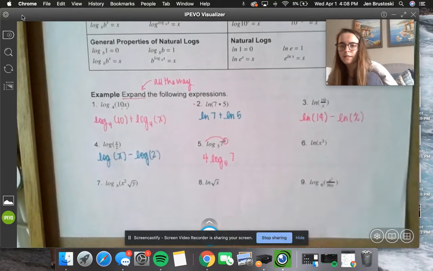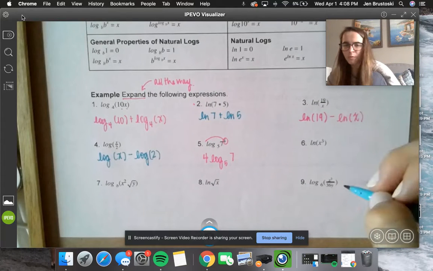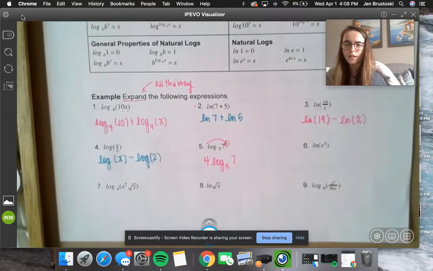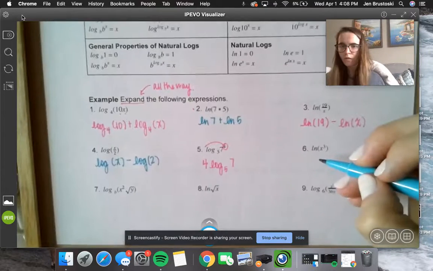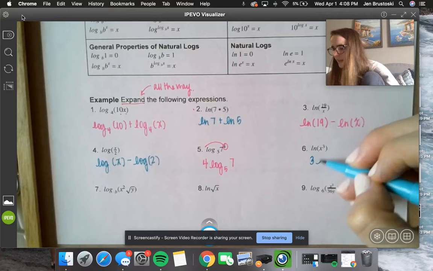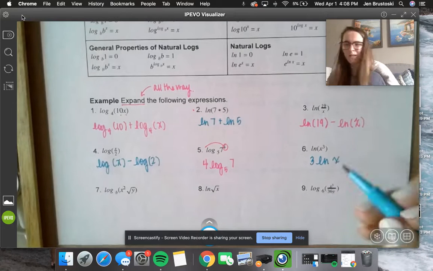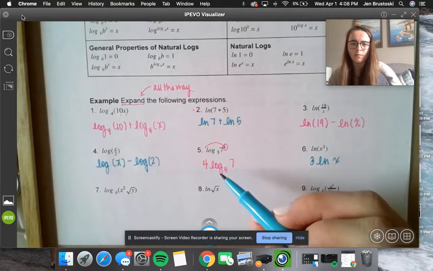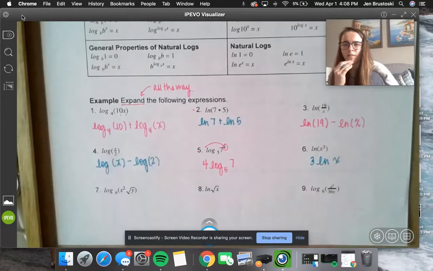For ln of x to the third, this exponent is going to move out to the front. So this becomes 3 ln of x. And I always like to put my ln and log in cursive. That way I don't get, sometimes the L can look like a 1. So that's why I do that.